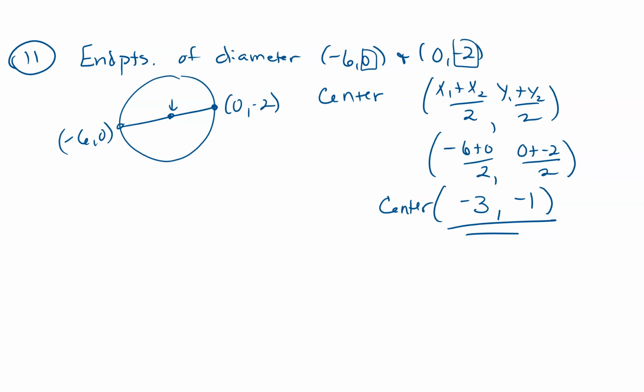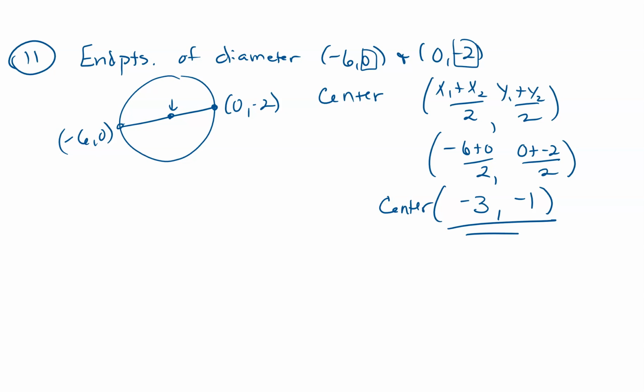Now, I also need the length of my radius. Now, there's 2 different ways you could do this. Once you know your center, you could use either one of these points and use the distance formula to solve for it. Or you could find the length of the whole diameter using the 2 endpoints and then dividing that in half. Either method works great. Now, I don't want to have to divide my final answer by 2.